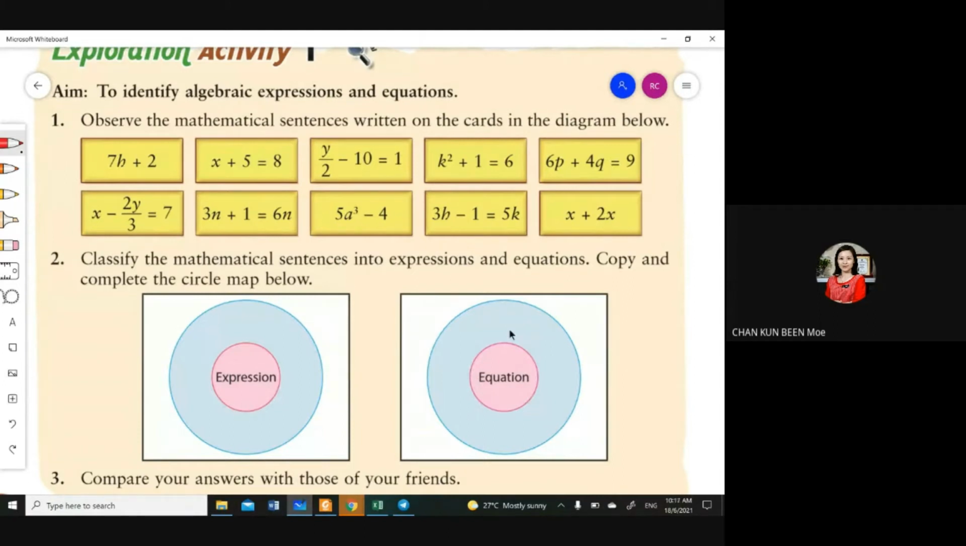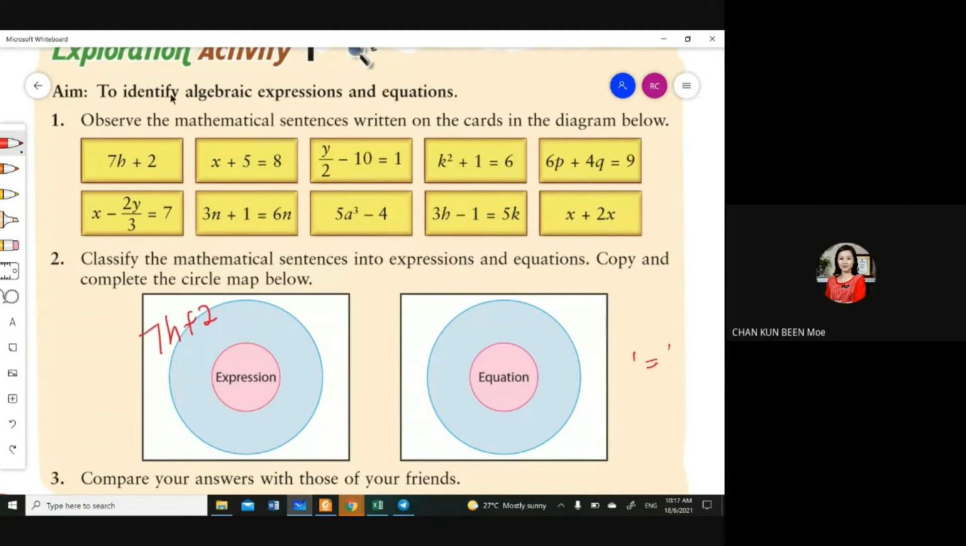Any idea? The equal sign. So very simple. You just need to look for the equal sign and everything will be in this classification. Let us look into the first mathematical sentence, 7h plus 2. Is it an expression or an equation? Expression. 7h plus 2 is an expression.